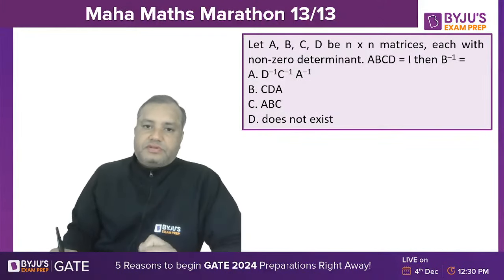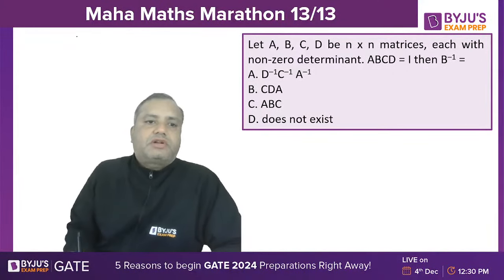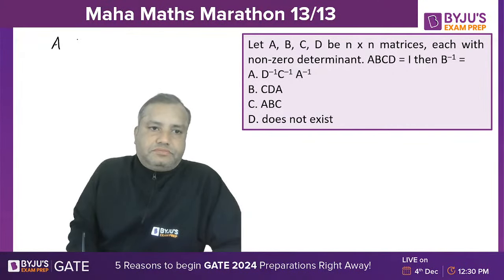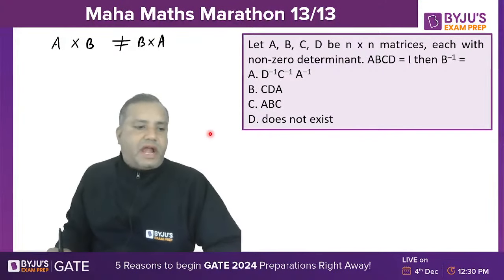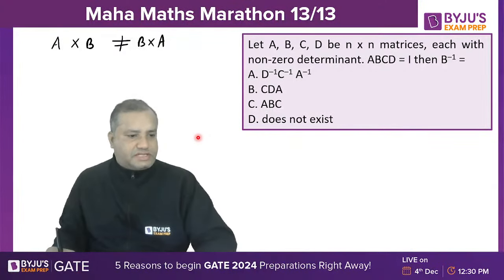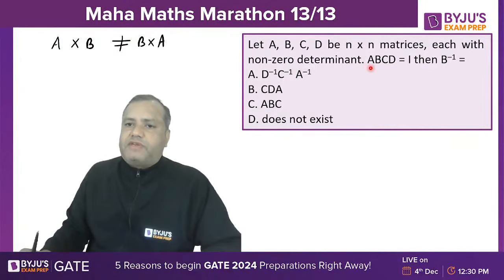Students, this question is based on the concept that matrix multiplication is not commutative. A into B is not equal to B into A. And that's why the concept of pre-multiplication and post-multiplication come into existence. Pre-multiplication and post-multiplication. Okay.